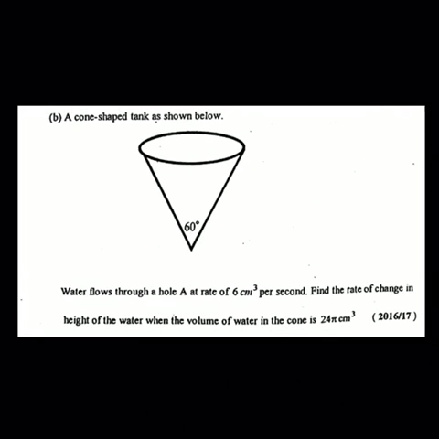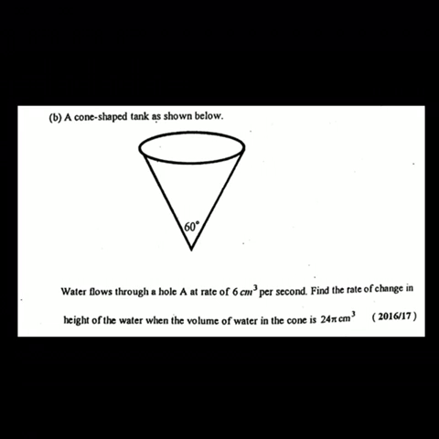From this question, we have been provided with a diagram of a cone. Water flows through a hole A at a rate of 6 cm³ per second. Find the rate of change in height of the water when the volume of water in the cone is 24π cm³. So, from this question, we know that dV/dt equals -6.